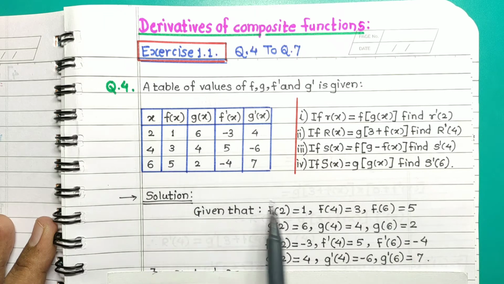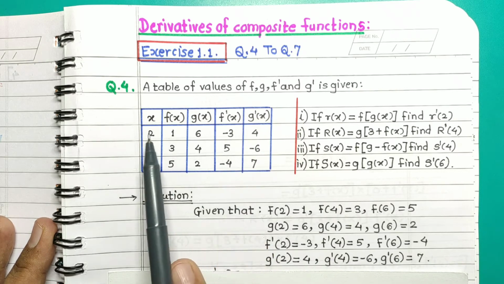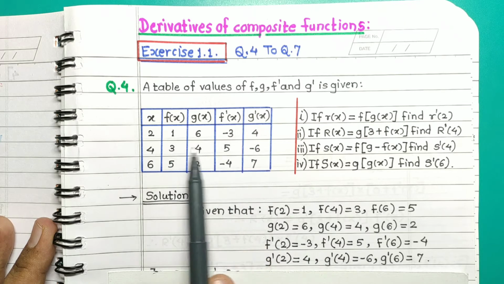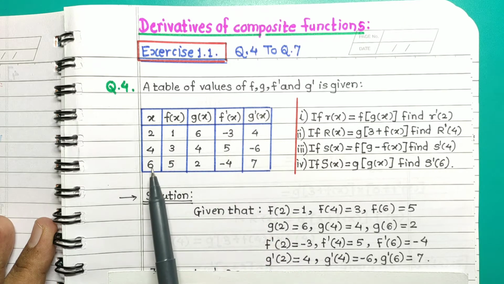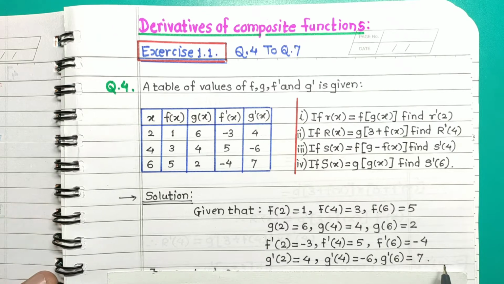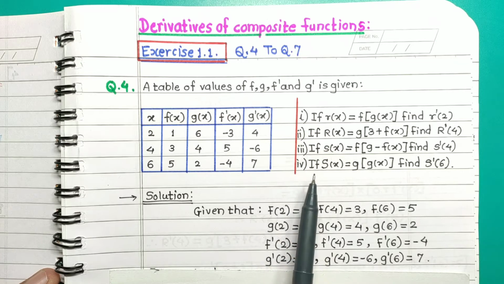g of 2 is equal to 6. g of 4 is equal to 4. g of 6 is equal to 2. f dash of 2 is minus 3. f dash of 4 is 5. f dash of 6 is equal to minus 4. g dash of 2 is 4. g dash of 4 is minus 6. g dash of 6 is 7. So these are the given values and we have to use them to solve these sub questions.